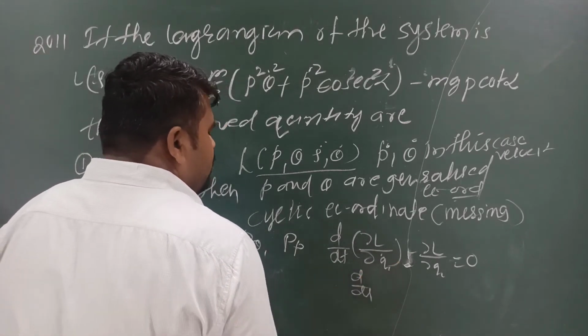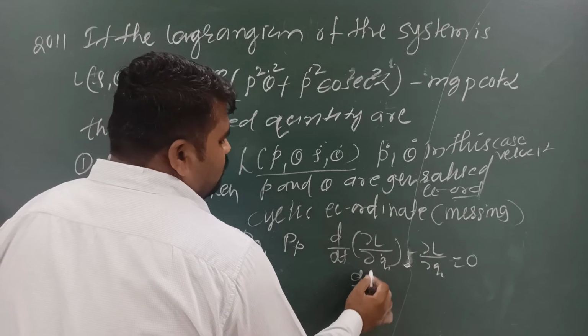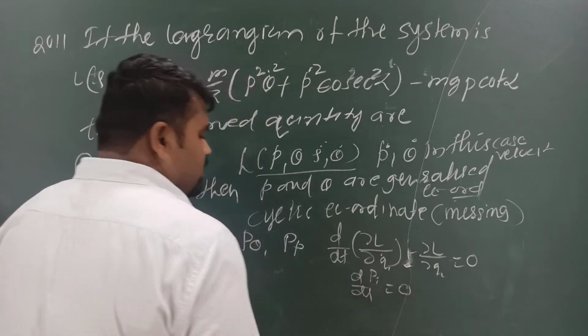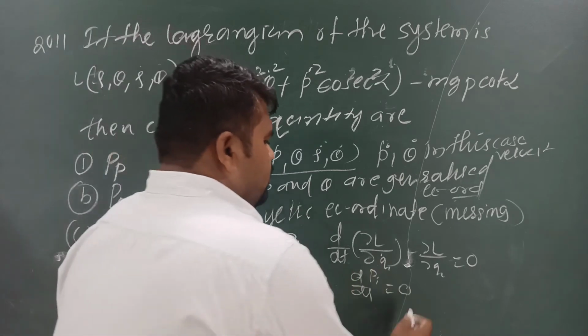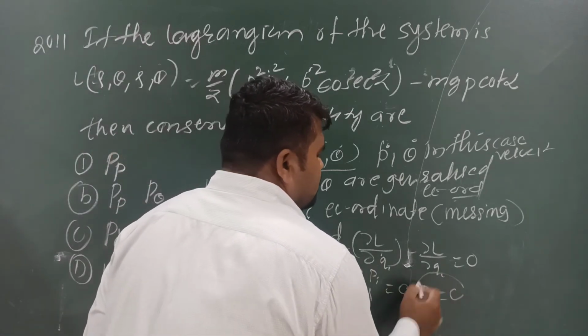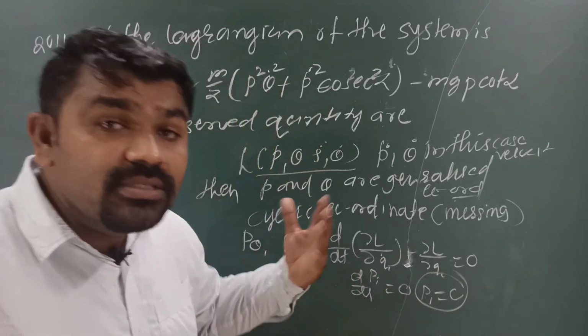And this one is double upon qi dot, which is nothing but the generalized momentum pi. It is equal to how much? 0. Any quantity whose derivative is equal to 0, I mean this one is a constant. Yes or no? Means pi is equal to how much? C. Pi is equal to C, or a conserved quantity.